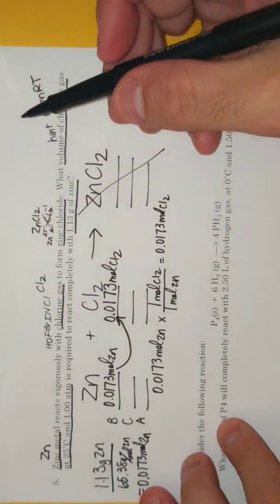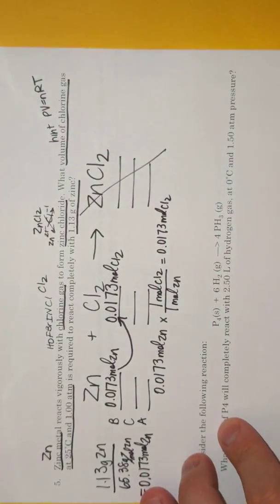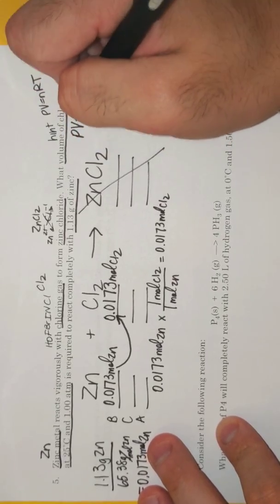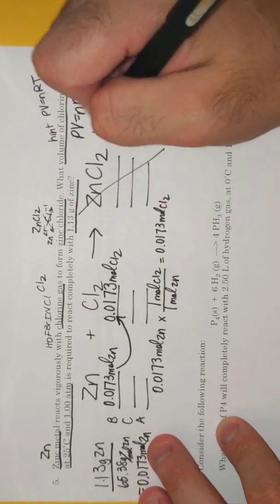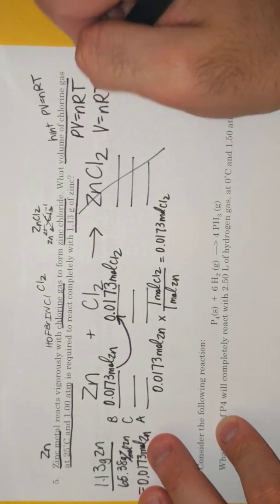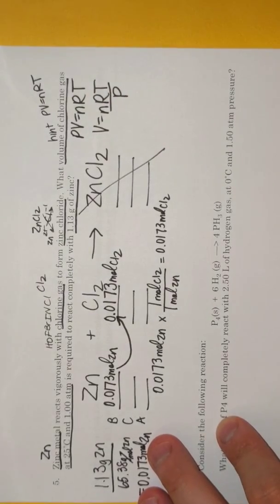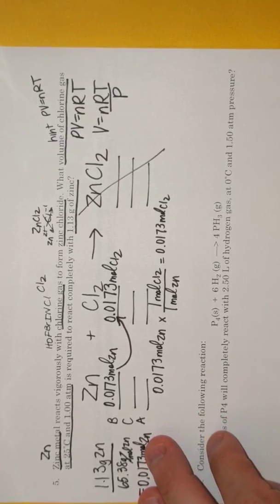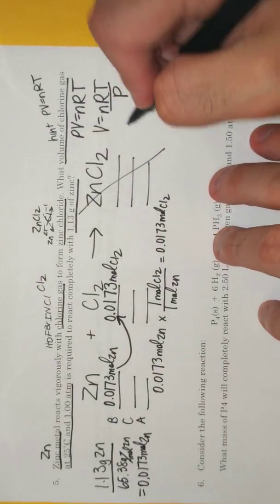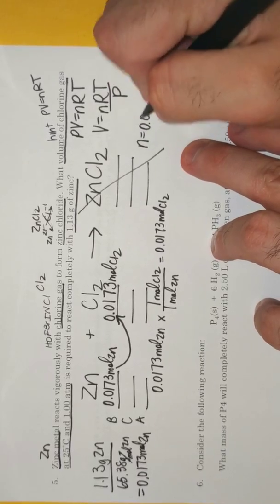Okay, now the question asks about the volume. PV equals nRT, and I can actually solve for volume. It's nRT over P, and we've used that a lot now, and I would remember that equation or that manipulation because that's going to be the question on your final. I already know that n now is 0.0173.